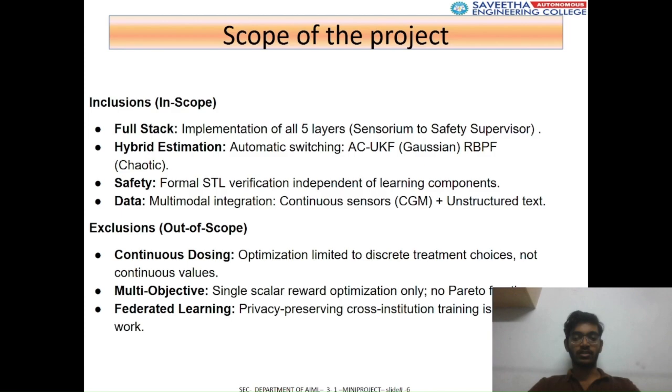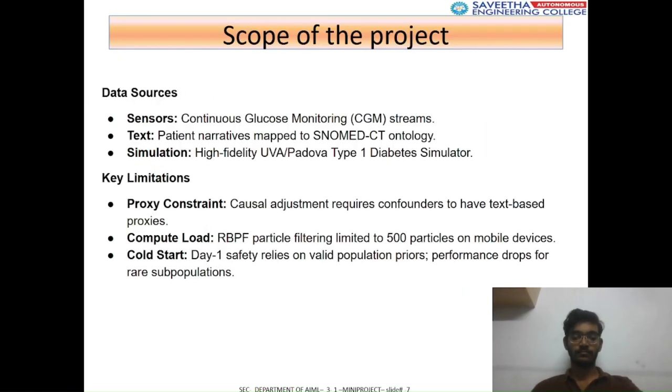The scope of the project involves implementation of all five layers stacked along with a single integration layer. We estimate using automatic switching, ACUKF, Gaussian and Rao-Blackwellized PF, which is also known as chaotic estimation. For safety, we propose STL verification independent of learning components. Finally, the data is multimodal integration. What doesn't come under our project scope is optimization beyond discrete treatment choices, so continuous values are not covered. There are also some other privacy concerns which we address in this project.